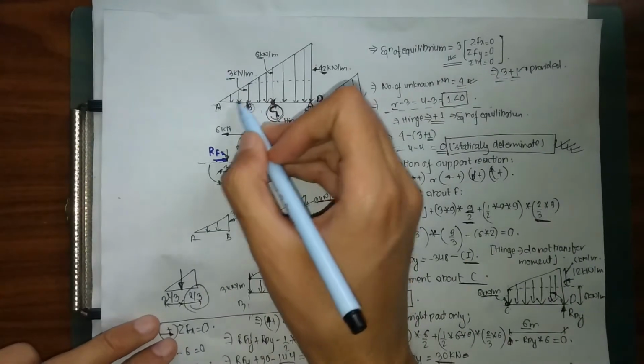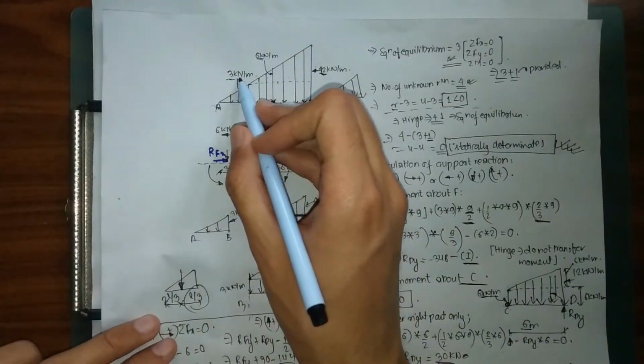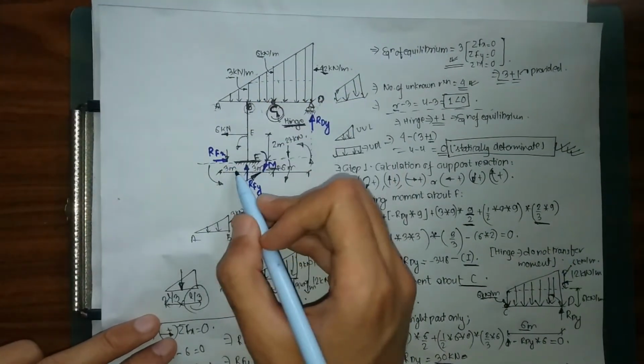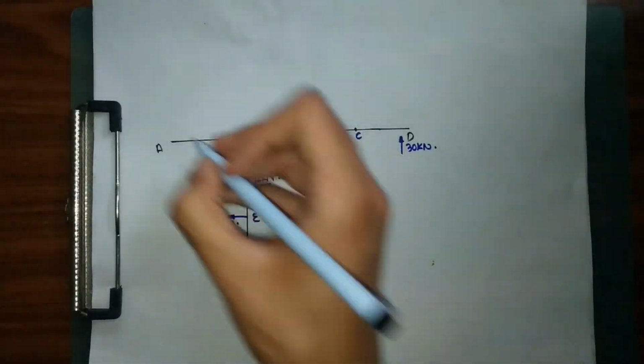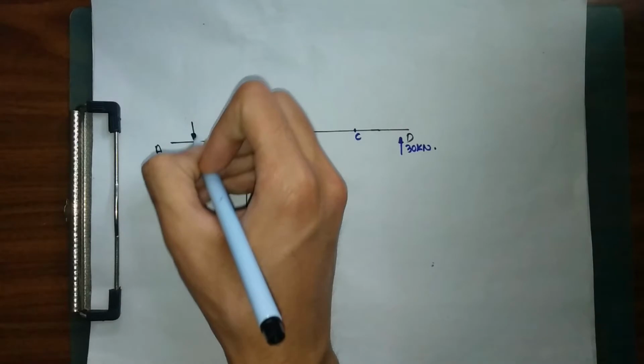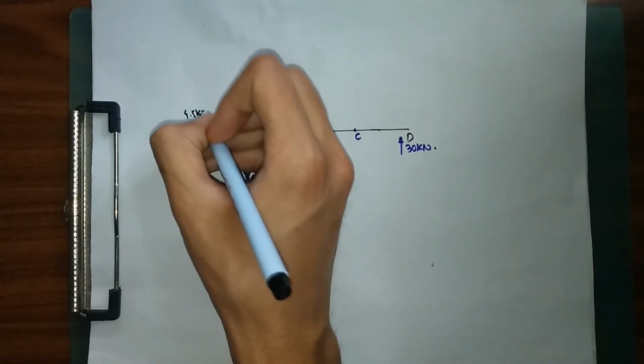For our member AB, we have our UVL of 3 kilonewton per meter acting over a span of 3 meters, which means 1 by 2 into 3 into 3 acting downward, which is 9 by 2, which means 4.5 kilonewton acting downward.